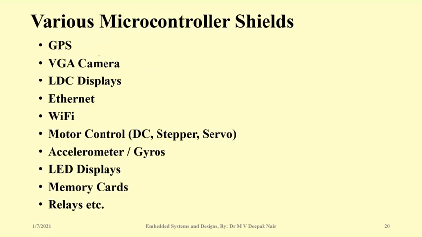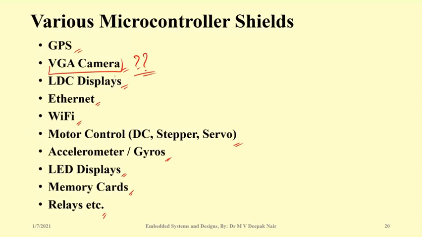Now, other than that, a good engineer or embedded system designer should know all kinds of different shields or sensors which are available in the market. He should always keep updating his vocabulary, especially in terms of the devices or sensors which he can use, like shields, GPS, VGA camera. How many types of cameras are there? When I say VGA, what other cameras are there? Anyone? Infrared. Infrared cameras are there, other than VGA.